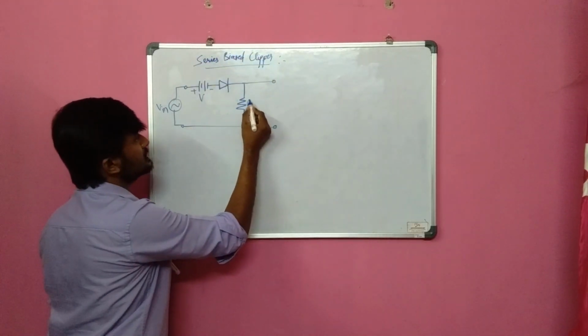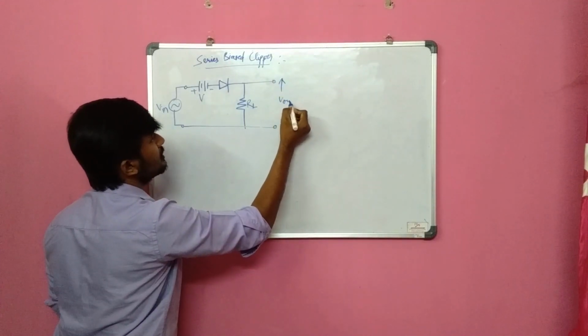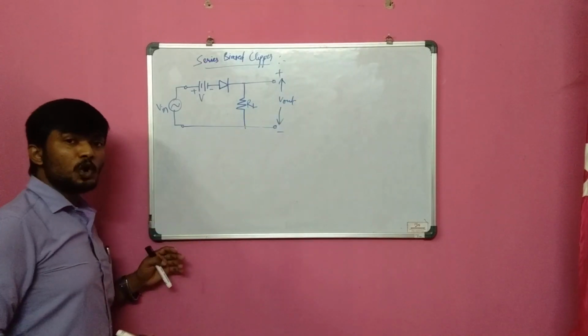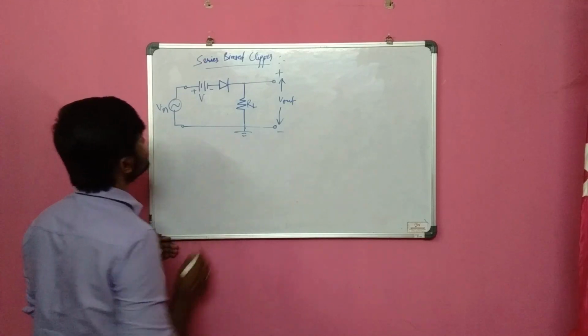So this is the load resistor RL. Here I will be measuring the output voltage, positive and negative. Here I will be taking the output voltage. Fine. This is the ground point.